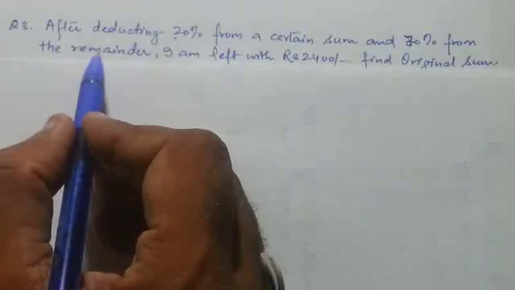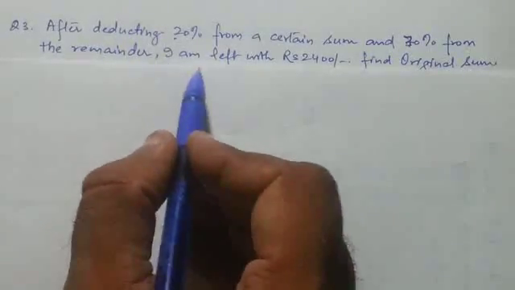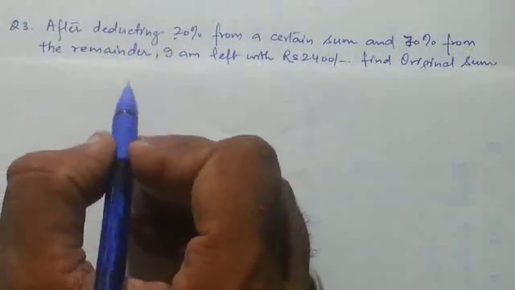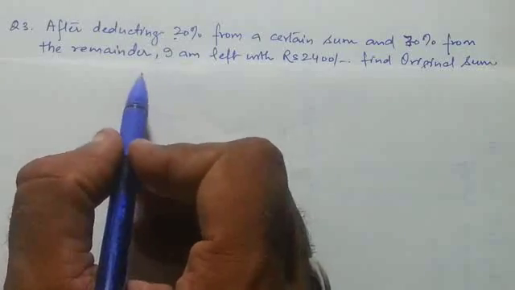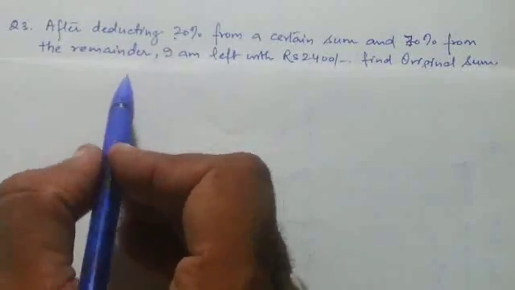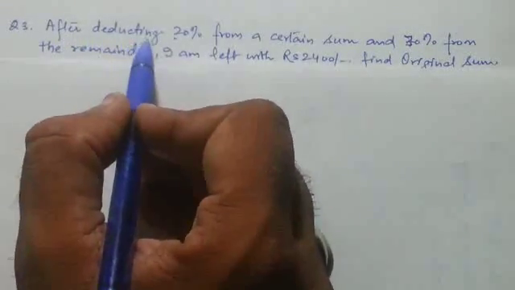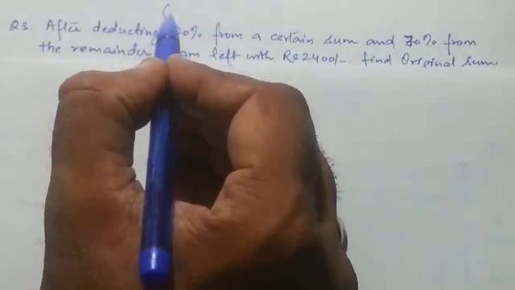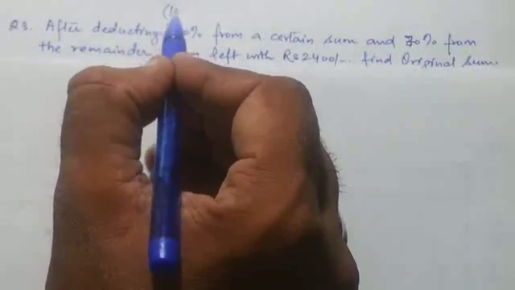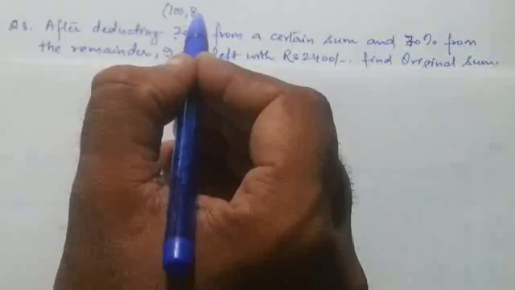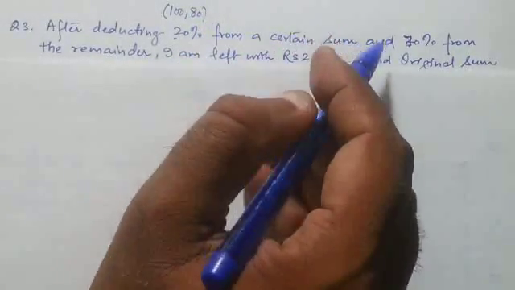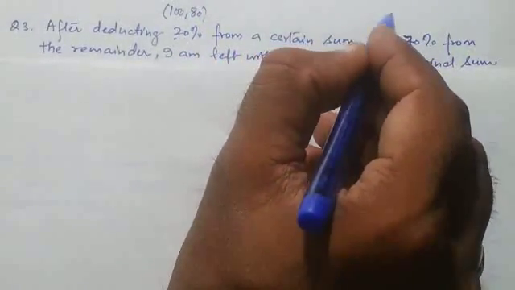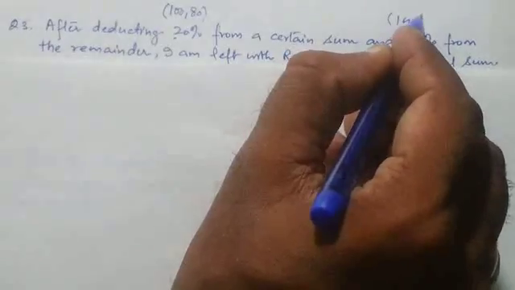So it is the case of successive changes, right? So how are they done? In this case, I can use a fraction rule. It is written after deducting 20%. So if I am writing 20%, if one value is 100, another is 80, 100 minus 20. And 70% from the remainder means if one value is 100, another is 30.